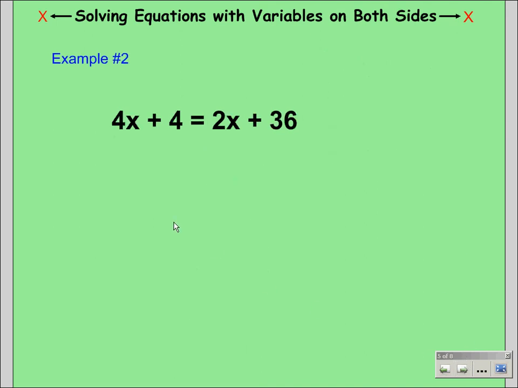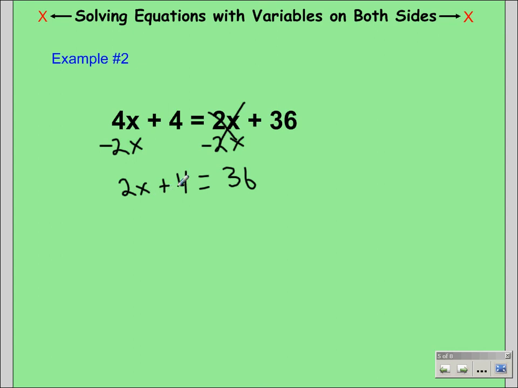Our next example is similar to example 1. 4x plus 4 equals 2x plus 36. Our 2x is positive, so to combine it with the 4x on the left side, we're going to subtract 2x, which will remove our 2x on the right side, leaving us with 2x plus 4 is equal to 36.